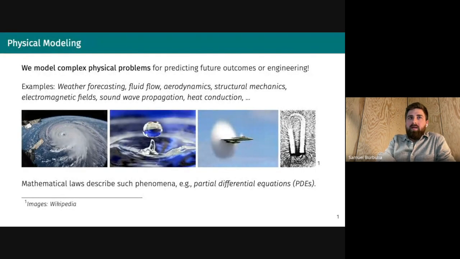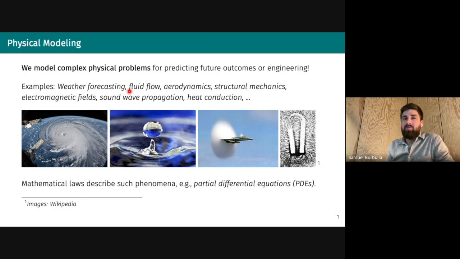All right. So let's talk about physical modeling. So actually, we model a lot of different complex physical problems, usually to predict the future, so predict future outcomes, or for engineering purposes. Some examples include weather forecasting, where you see in the image here a hurricane. We want to understand how this behaves to make a prediction about storms, how bad it is, how's the weather next week. But it's also in other domains, like modeling fluid flow is important, or in aerodynamics is important, structural mechanics and electromagnetic fields we can model.